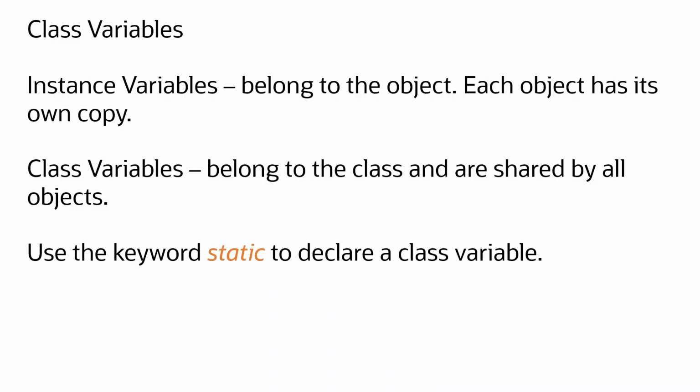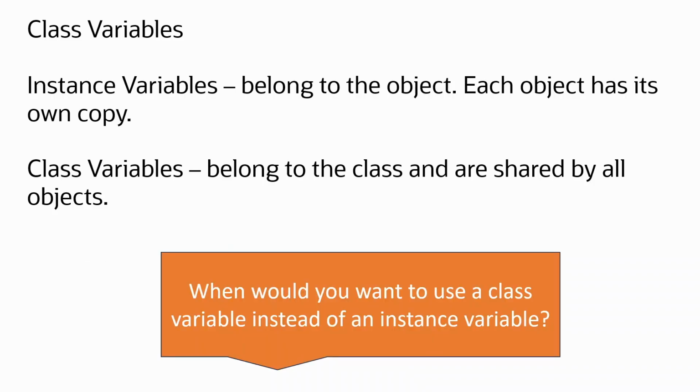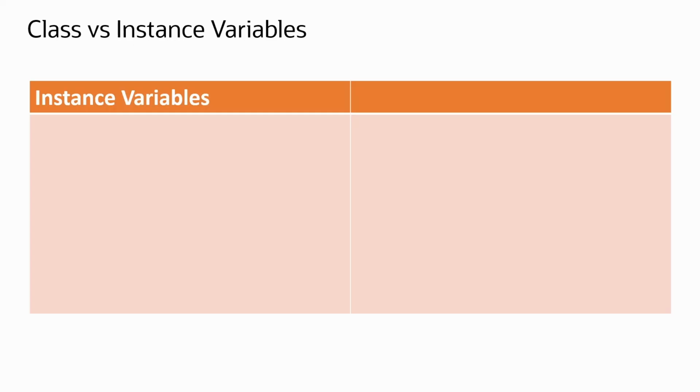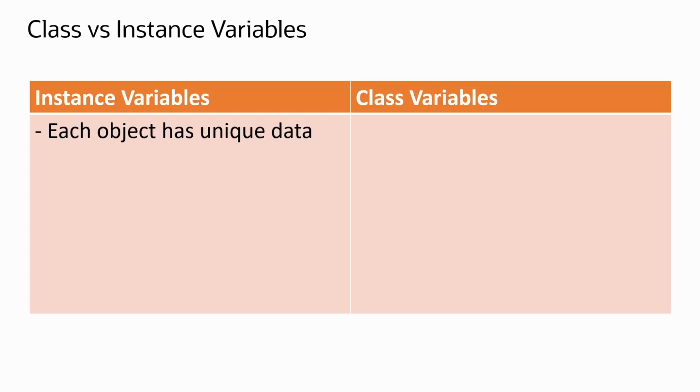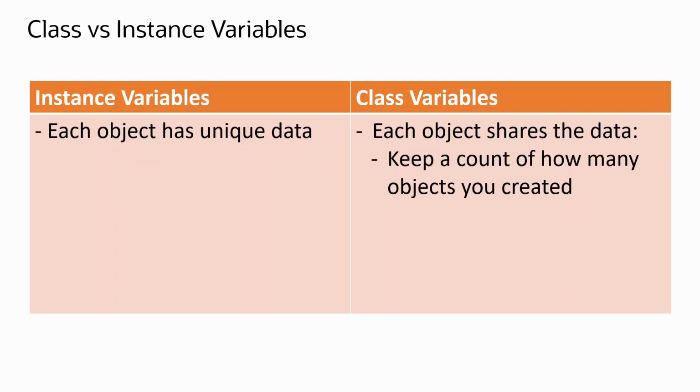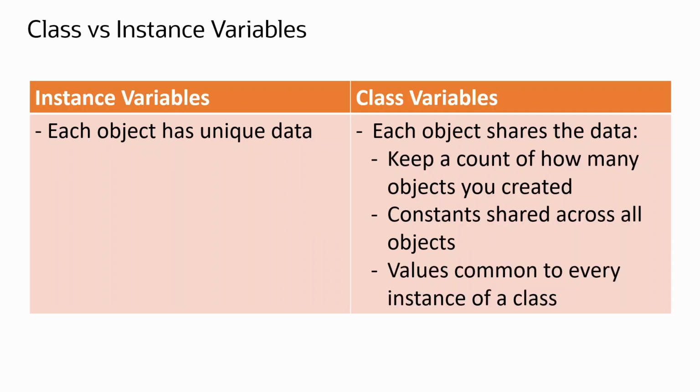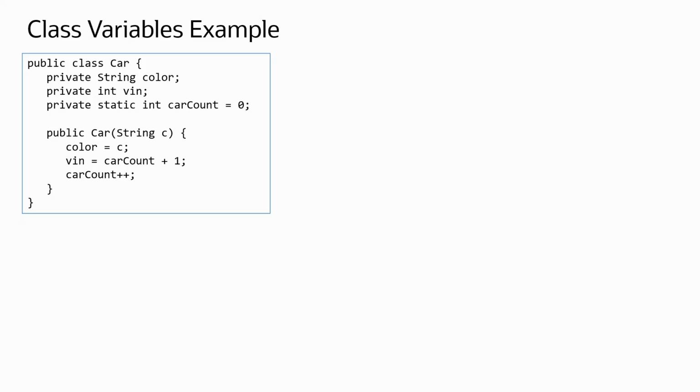Use the keyword static to declare a class variable. So when would you use a class variable instead of an instance variable? Well, for instance variables, each object has unique data. For class variables, each object shares the data. So some examples would be keeping account of how many objects you created, constants that are shared across all the objects, or values that are common to every instance of the class.